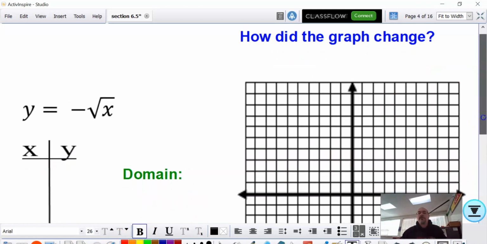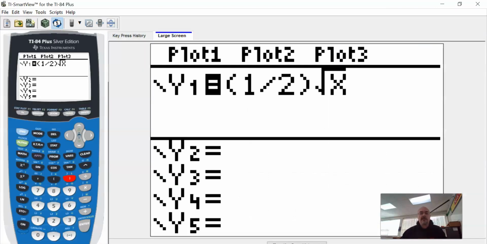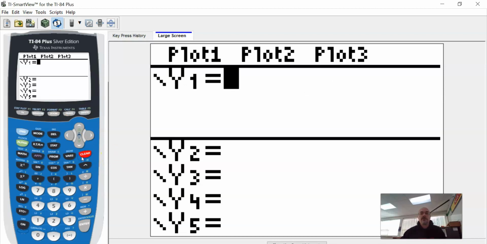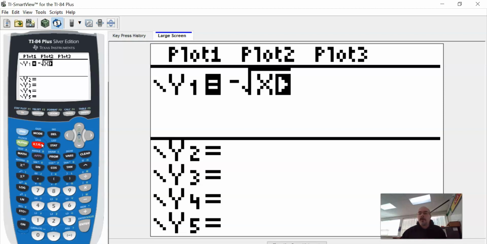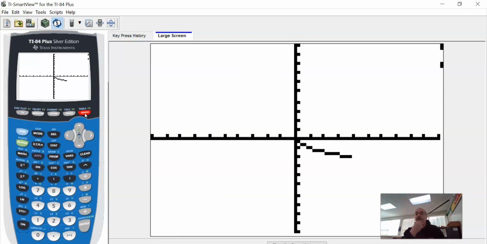All right, how about if we stick a negative in front? I bet that's going to affect a thing or two here. So let's go ahead and put a negative in front. Negative square root of x. Remember, you have the power of pause and rewind, folks. I know I'm going fairly quickly, so make sure you use that pause button. All right, I'm going to go ahead and look at the graph. I knew that negative would greatly affect it.